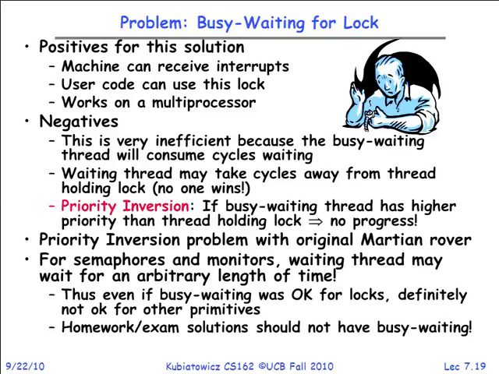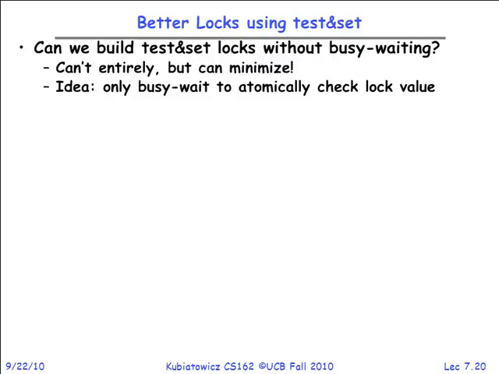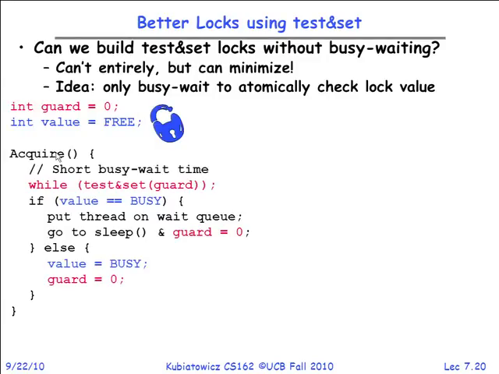So here's a better lock. How do we get rid of busy waiting? Well, we can't get rid of it entirely, but we can get closer. This is going to look awfully familiar, but here's another solution. We have two variables now, a guard variable and the actual lock. Remember, lock is blue, guard is red. Acquire does a while test-and-set. This is a busy wait, but only on the guard variable. Then we say, if the value is busy, put the thread on the wait queue, go to sleep and set guard to 0 atomically. Otherwise, value is busy, guard equals 0, and we exit.